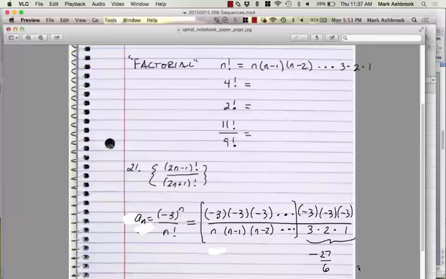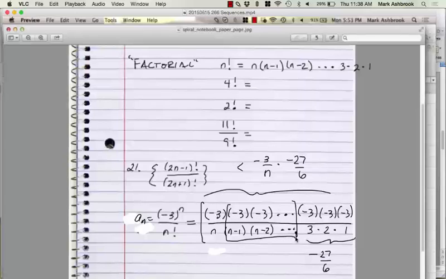Why did you choose the last 3 factors? Because these are all 1 or greater in the sense that negative 3 over 4 is less than 1, negative 3 over 5 is less than 1. So all of these fractions are less than 1. So really, this whole thing is less than negative 3 over n times negative 27 over 6, because all of these multiplied together would be less than 1.